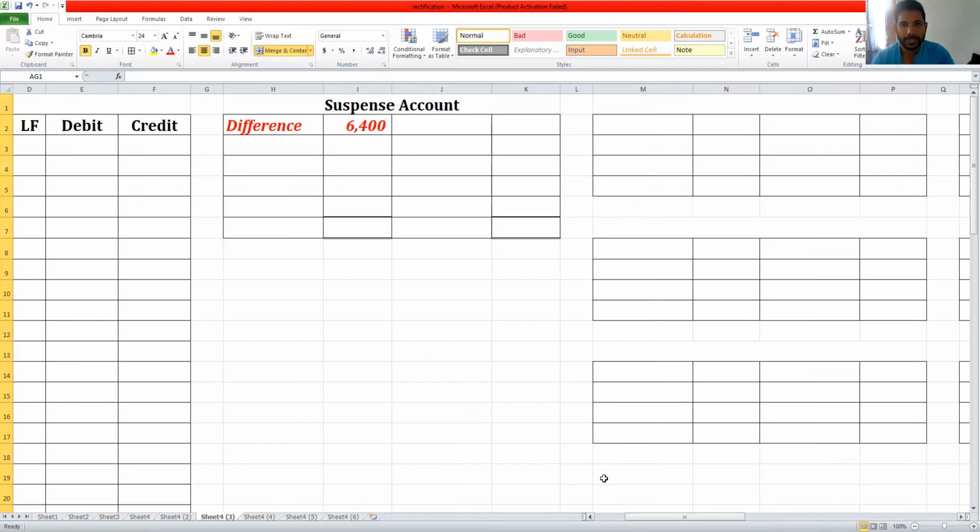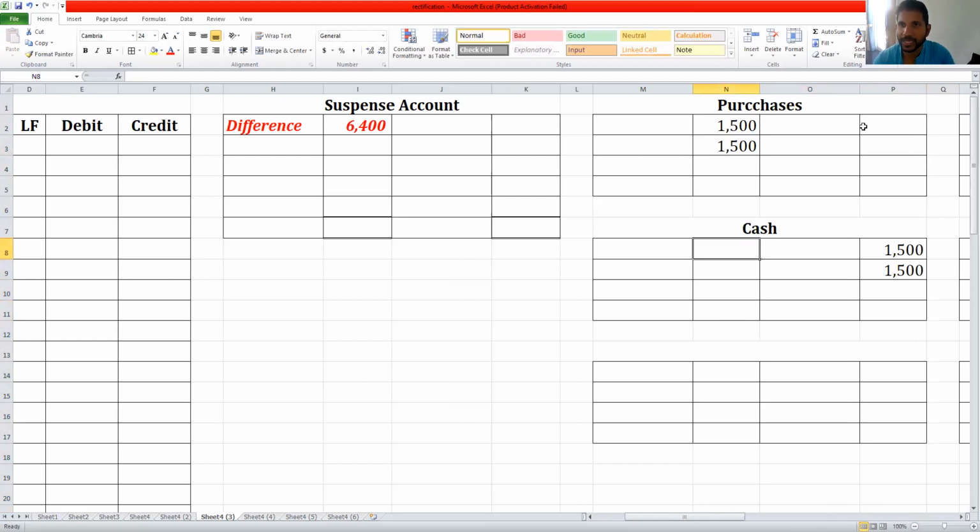First error. A cash purchase valued 1,500 has been recorded twice in the books. What are the two accounts we need? We need purchases account and cash. What we have done, it is recorded once correctly, and erroneously it is recorded twice. This is what we have done.